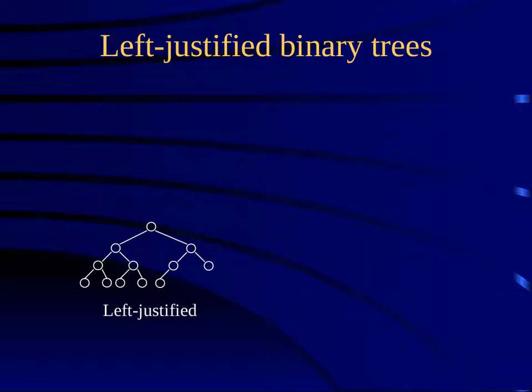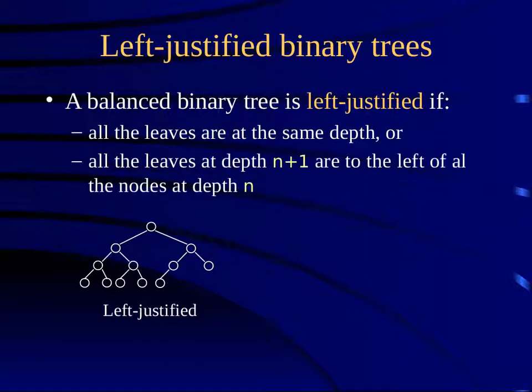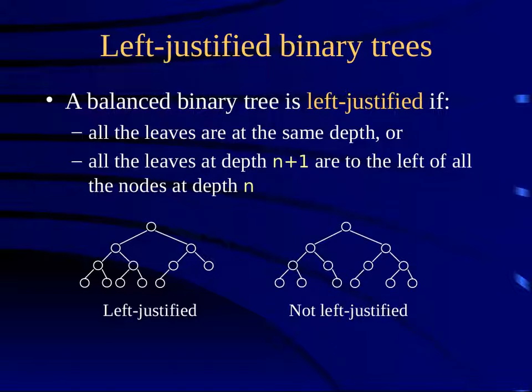All right, left justified. Basically, all the nodes are shifted to the left. All leaves are at the same depth, or the leaves at depth n+1 are to the left of all the nodes at depth n. So, left justified. Notice that on the final row, all the nodes are starting from the left and then are filled in until you have no more nodes.